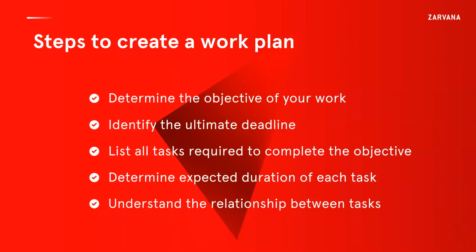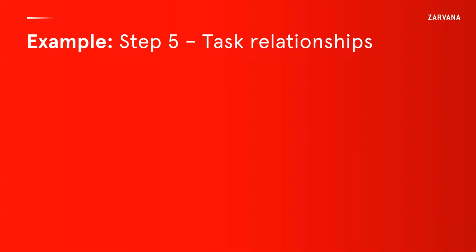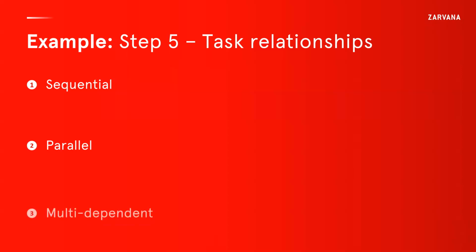Step 5 is understanding the relationship between tasks. This is important because if task B can only be done after task A, then that's going to determine when you can start task B. But if task C needs to be done after tasks A and B, then that's going to determine something else about the deadlines and when things need to be done. And there are 3 basic relationships. Again, this is a super simplification as a starting point; it gets much more complex than this. But the 3 basic relationships between tasks are sequential, parallel, and multi-dependent.